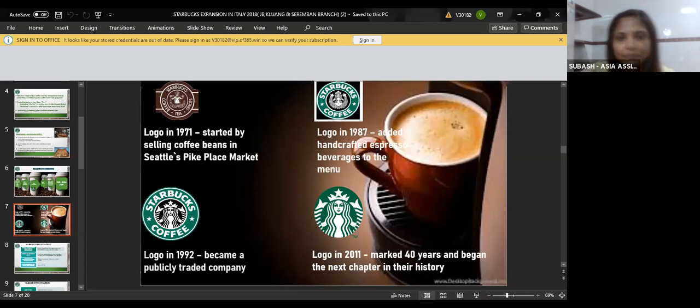They became a publicly traded company whereby Starbucks' share price had risen by 70% and sales increased to 5 billion, and it became a large player in fair trade coffee. And the fourth logo, this is the current logo, and they marked 40 years and began their next chapter in their history. So my part is the background of Starbucks and the entry to Milan, and the following will be presented by another presenter.